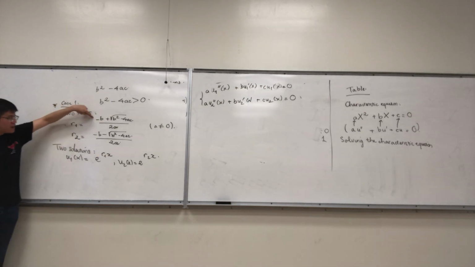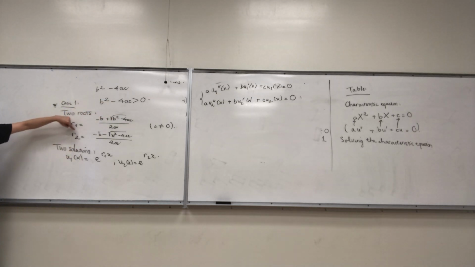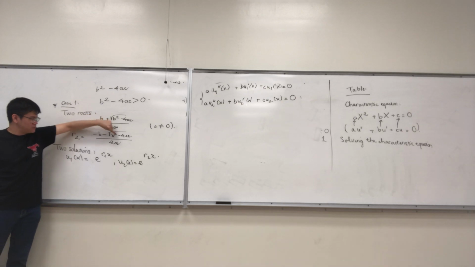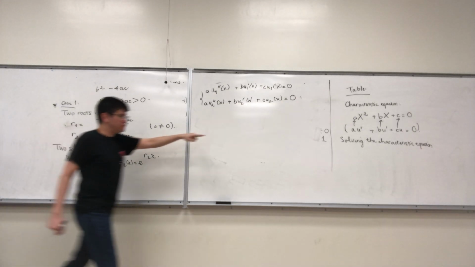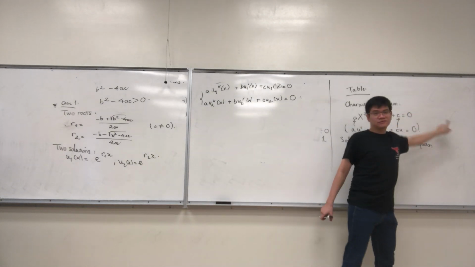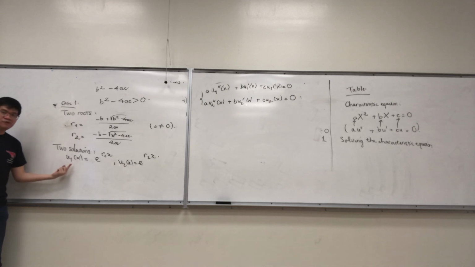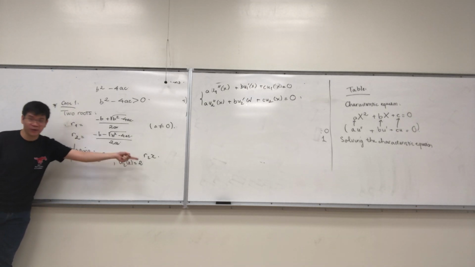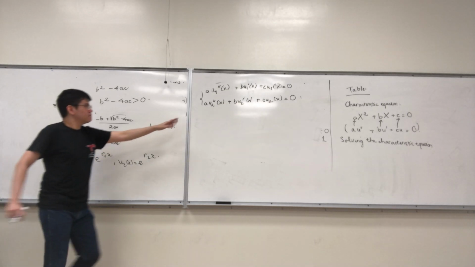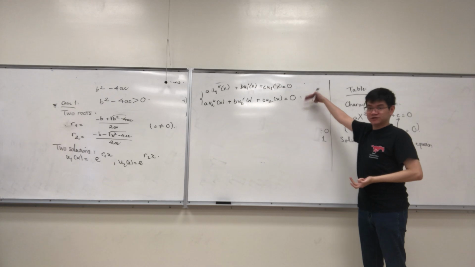two roots. The first one is minus b plus the square root of b squared minus 4ac over 2a. R2 will be minus b minus square root of b squared minus 4ac over 2a. So these are the two roots of the characteristic equation. Alright? So they are numbers. Right? So if I replace exponential of r1x and exponential of r2x, then I get two solutions for the equation.